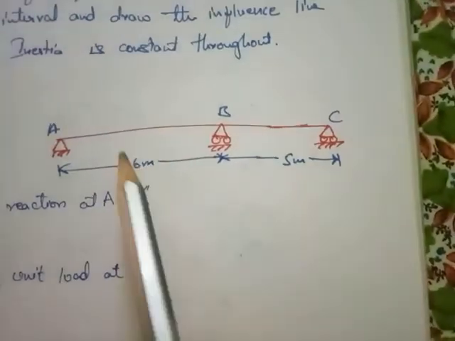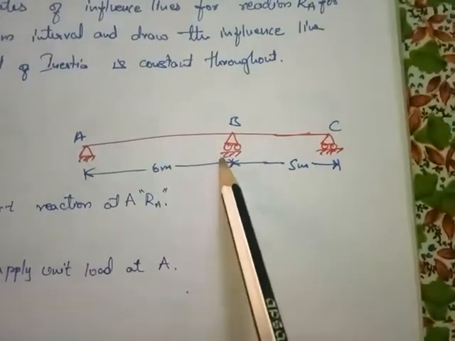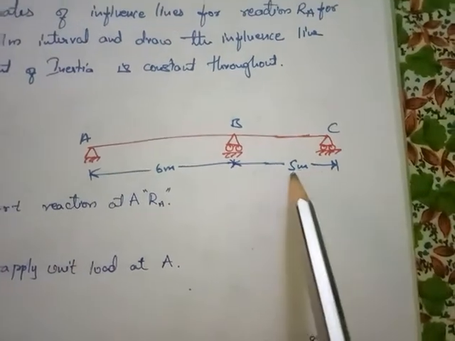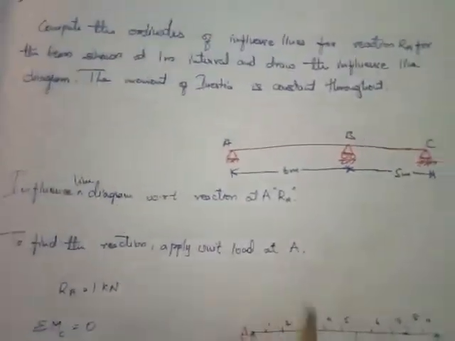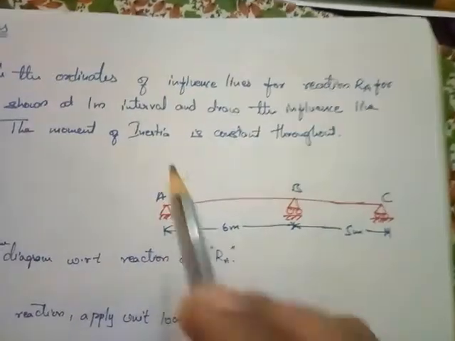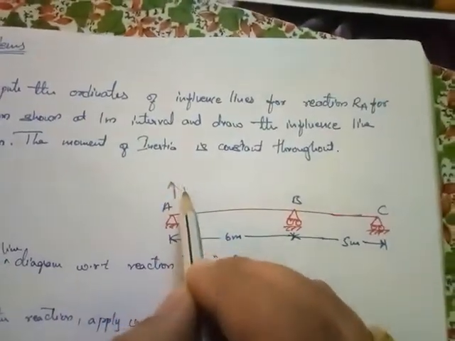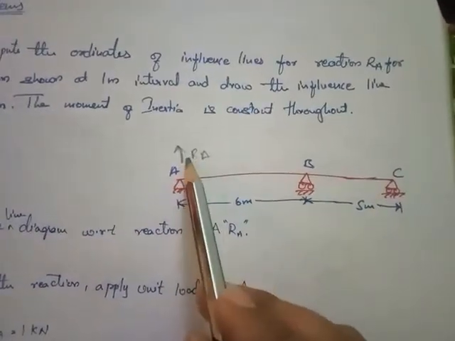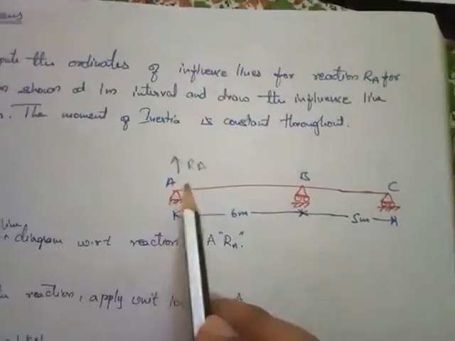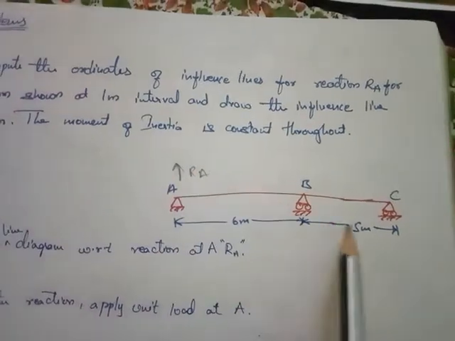Okay, so you can see this beam. Span AB is 6 meters and BC is 5 meters. In total it is an 11 meter beam. Okay, so the reaction RA is applied at A, and for this reaction we need to find the influence line diagram.